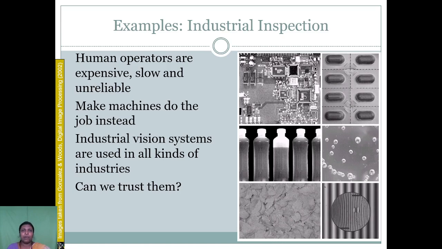And an example is industrial inspection. We have some different areas explored, and this is industrial inspection. Human operators are expensive, slow and unreliable. Make machines do the job instead. Industrial vision systems are used in all kinds of industries, and we have to trust them because if there is no manpower, or there is some unreliability in using manpower, we can use digital image processing techniques for these industrial inspections.